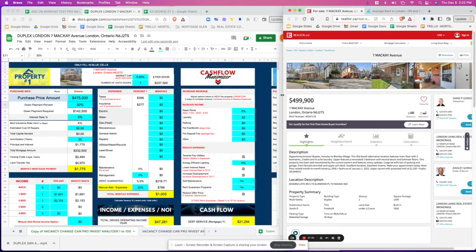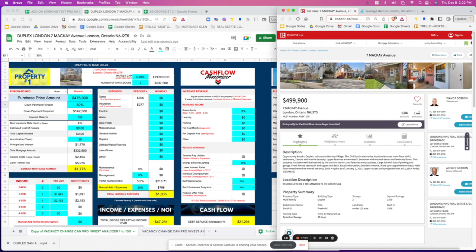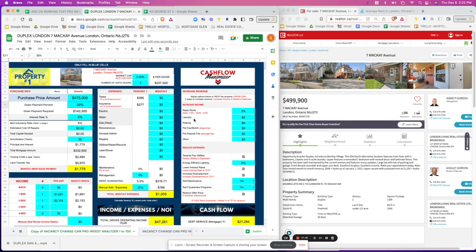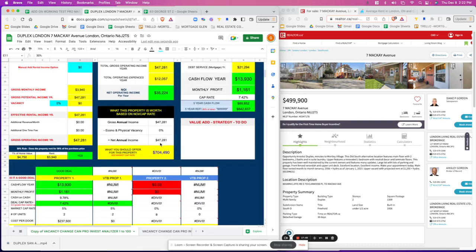And that's it. So this is another pretty good deal in London, Ontario. Solid investment, it seems like, if we can secure these market rents. Again, that's something that you have to do your due diligence on and investigate a little bit further. But this is potentially a nice little deal.